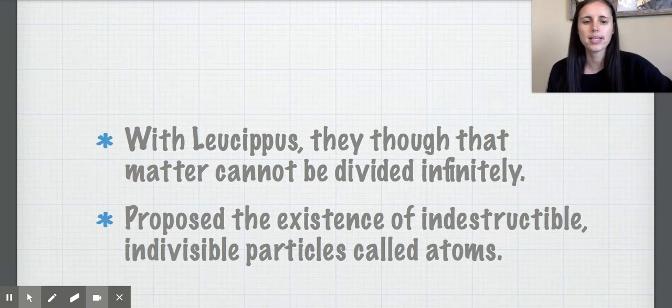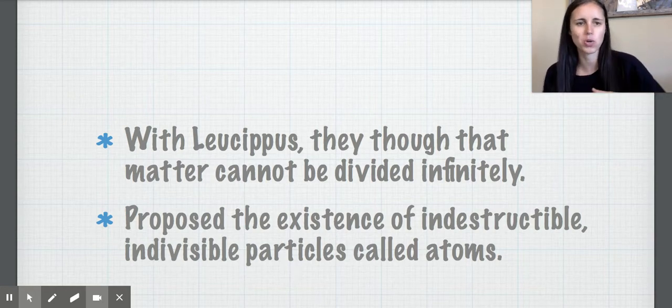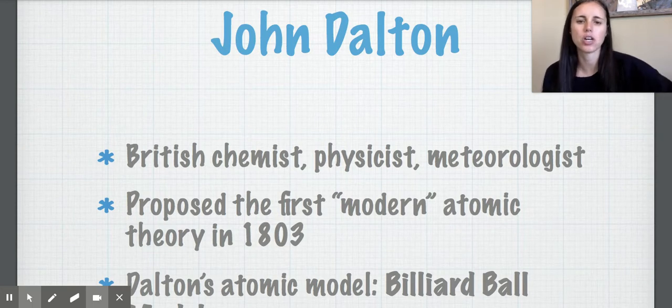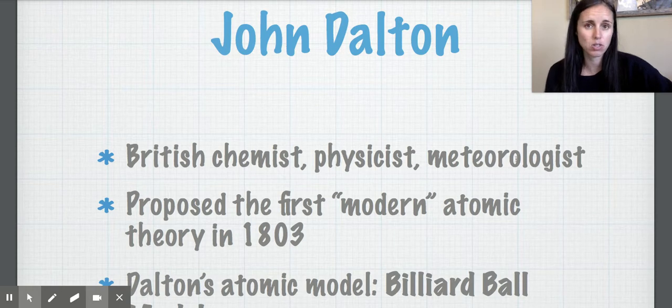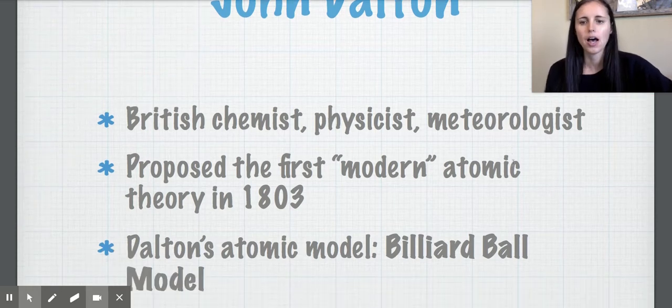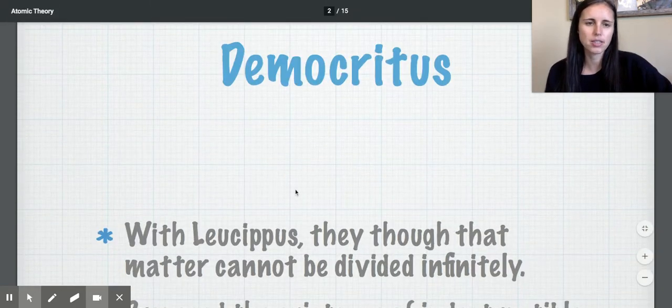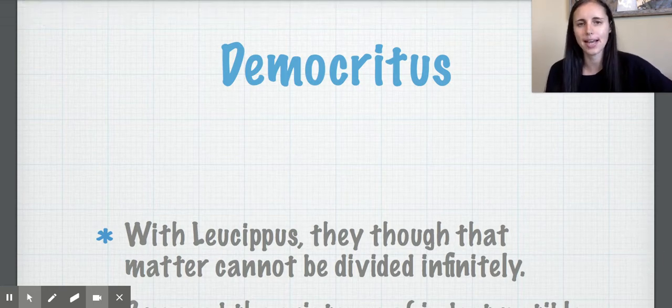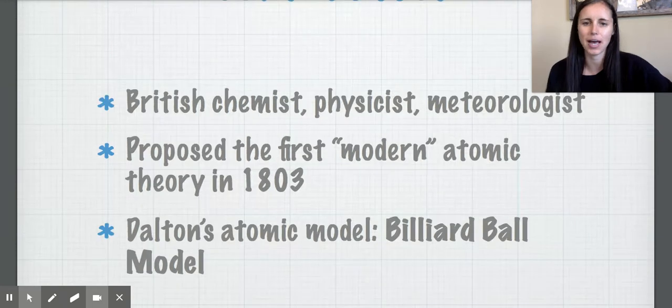So he proposed the existence of an indestructible, indivisible particle called atoms. He actually called them atoms. We shortened it to atoms later. Next up, our next discovery was John Dalton. So John Dalton wasn't just a chemist again. He was a chemist, physicist. He was also a meteorologist, so he studied the weather. He proposed the first modern atomic theory, and this was in 1803. So Democritus and Leucippus had a model of the atom. It's not modern, though, because they didn't actually have any scientific evidence to back it up.